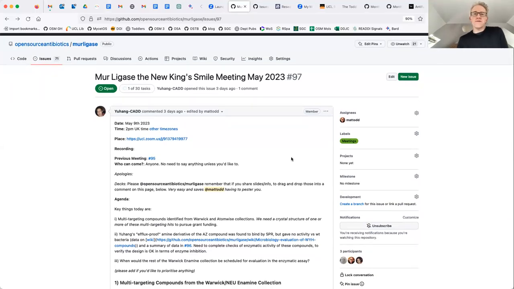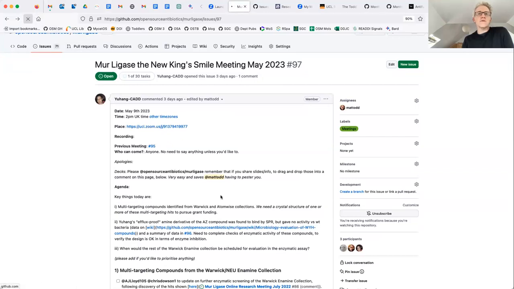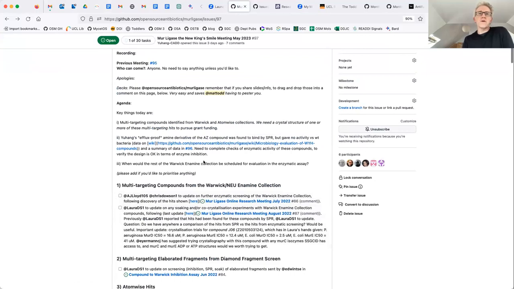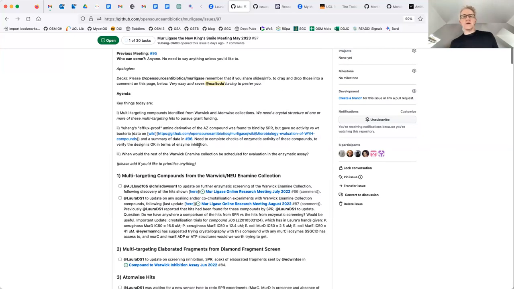Okay, so issue number 97 is the one for today, and thanks to everybody for posting lots of things at the bottom there, which I'm sure we'll get to. So for reference, everything that's currently on the table is here, but up top are the most important things that we should discuss first, which are any data from compounds that we hope to be multi-targeting, either from the working human collection or the atomwise set. Then I think we need to talk about some data on Yuhang's redesign, well, derivatives of the AZ MurC inhibitors, and the implication of those data on what we need to be doing next. And there's been a really productive conversation going on between Yuhang and Joe offline about that. And then any other data on those two sides of the project are the key things. And then we can raise any other business, I guess.